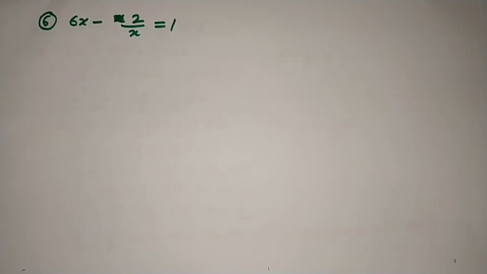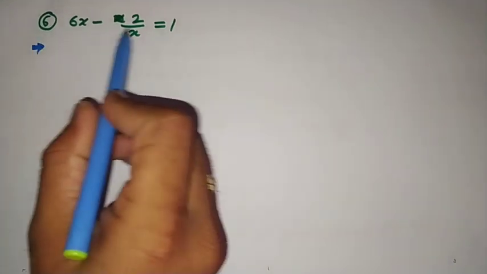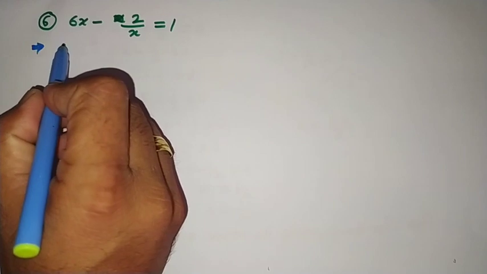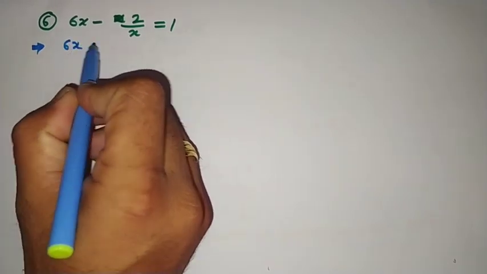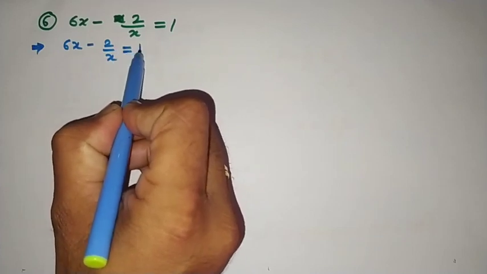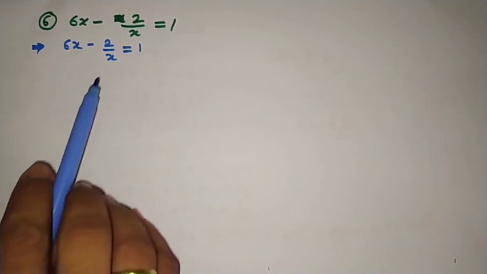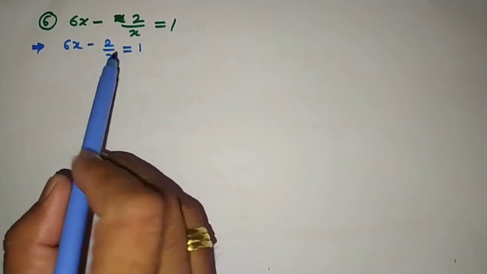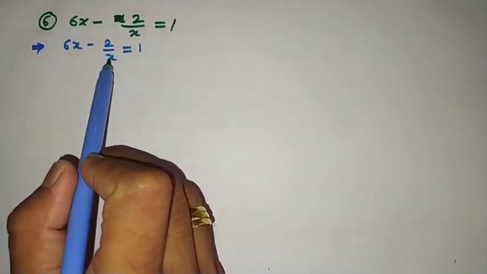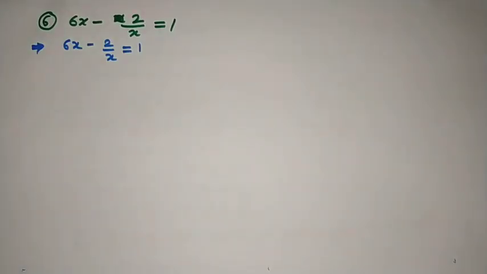See the next example, problem set 2.26 example. 6x minus 2 upon x is equal to 1. Write down this equation first: 6x minus 2 upon x is equal to 1. Multiplying each term of the equation by x. Why multiply by x? Because it is needed to write the equation in standard form.